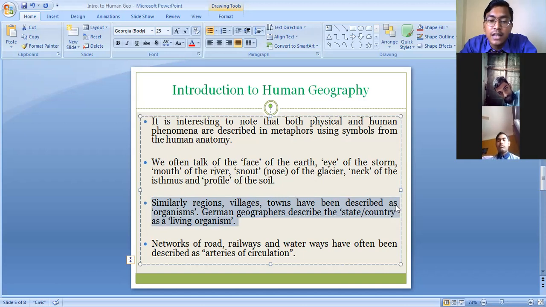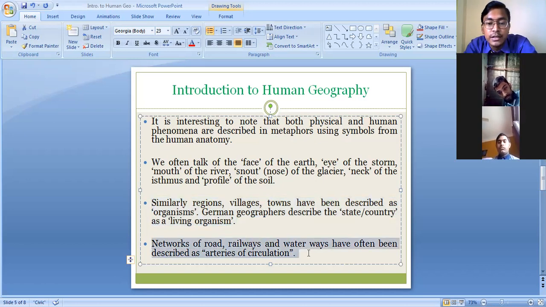Okay, and this is why geographical spaces such as the towns, the villages, the various regions have been described as a living organism, which is considered a living entity. And the network of the roads, the railways and waterways have often been described as the arteries of circulation.